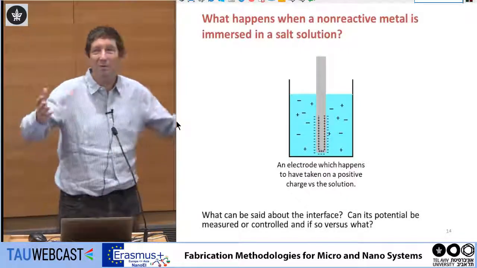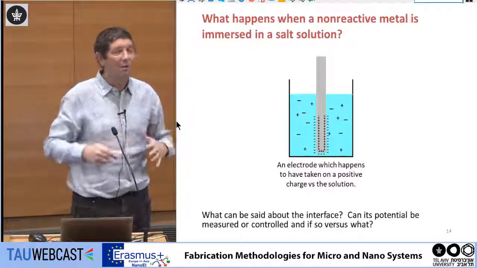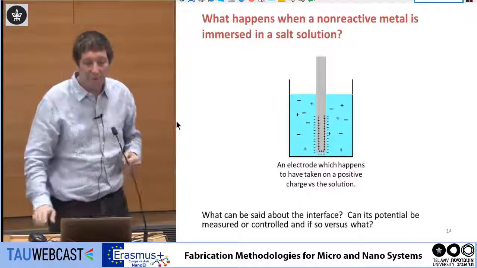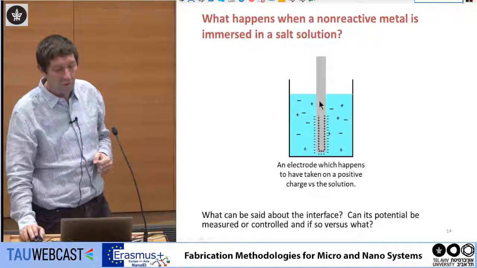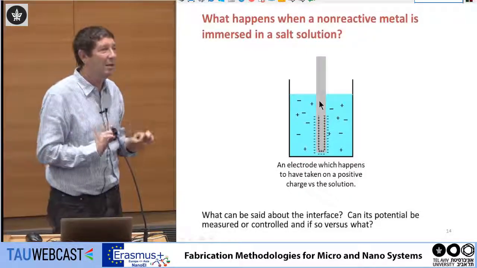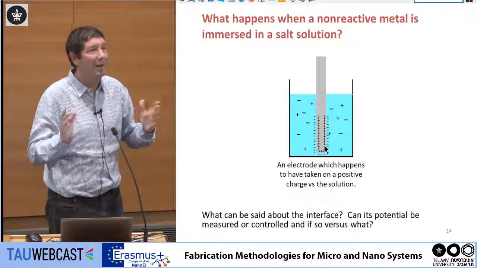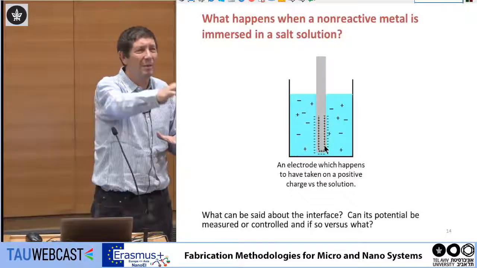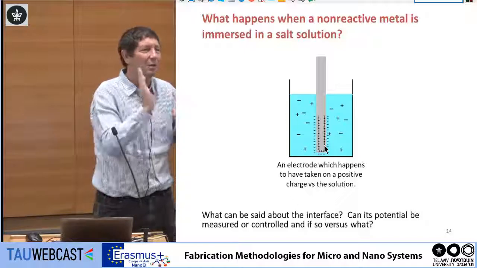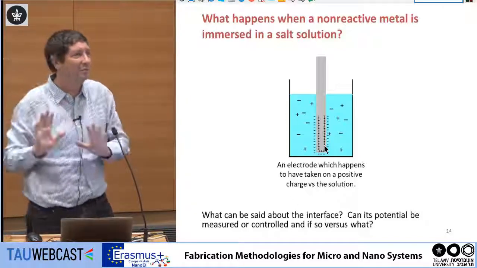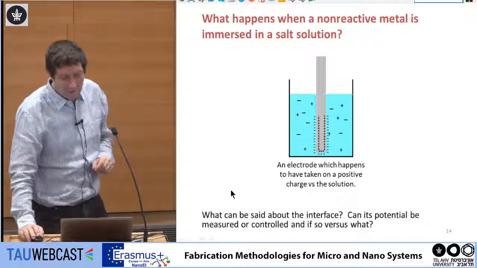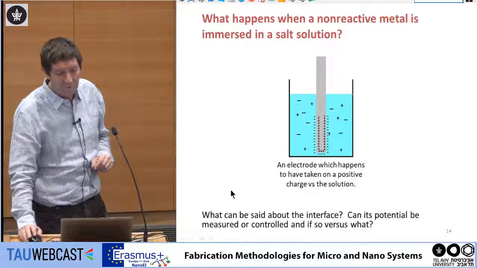I want to make sensors in liquids, right? So what happens when I put a metal, a non-reactive metal, in a salt solution? I intentionally write here non-reactive metal, like gold or platinum. I don't want to deal with chemical reactions. I want to stay in electrochemical reactions. If there's some chemical reaction, this is another lecture. So what can be said about the interface?